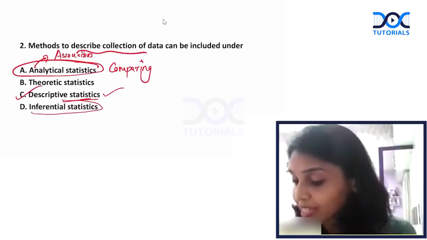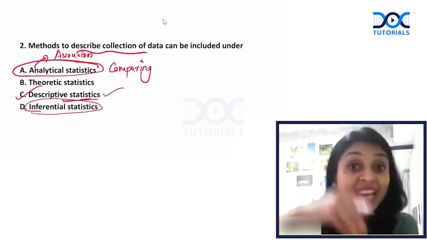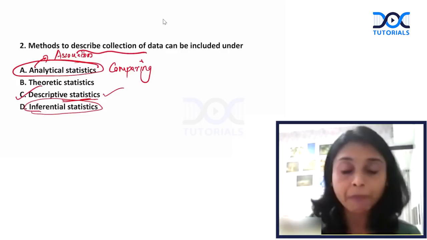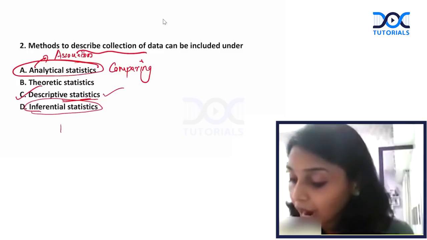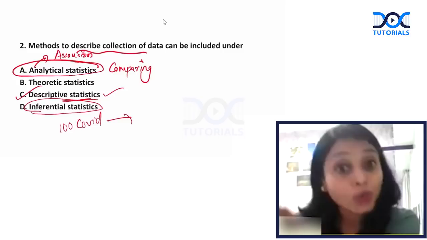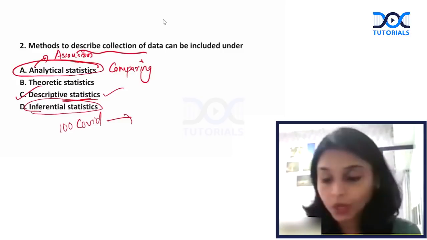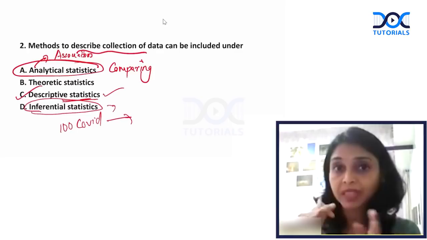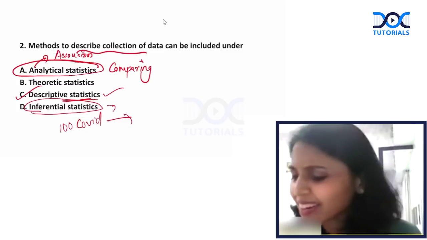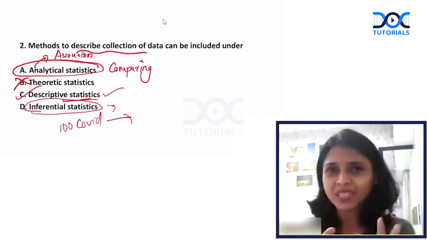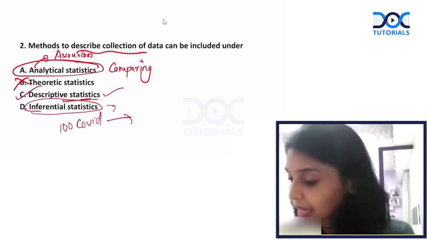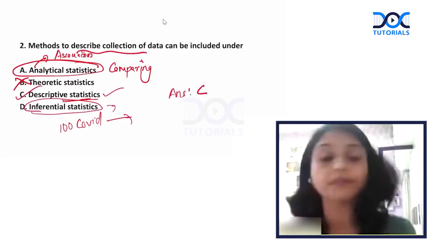Now, what is inferential statistics? As the name indicates, inferential means you are inferring the result that you got from the sample to the whole population. That means the result that you got from these 100 COVID patients, you are trying to infer that to all those patients with COVID out there. That means you are trying to interpret the result to the whole population outside. Is it clear? And theoretical statistics was just a distractor for you. Forget about it, that's not at all important, whereas all these are important. So the answer here is C.